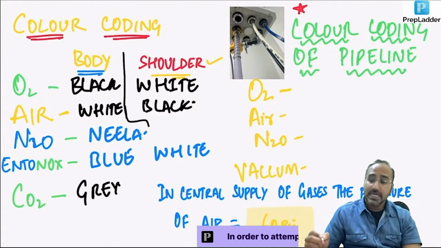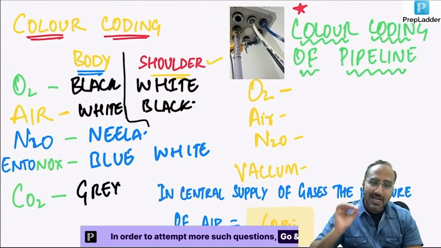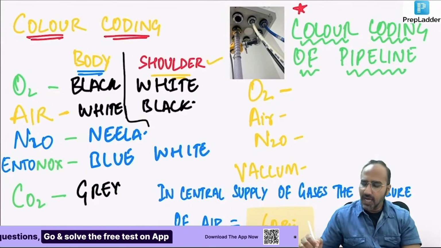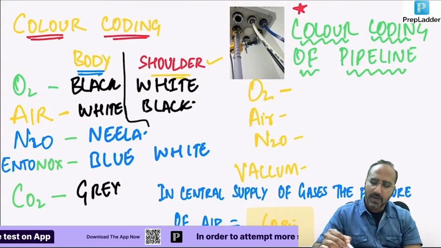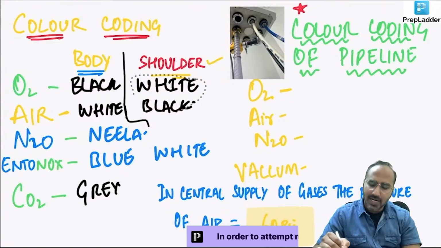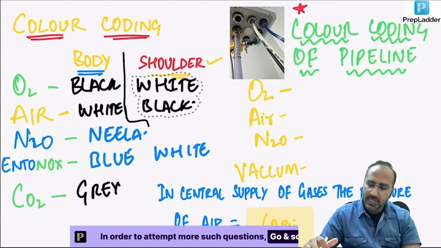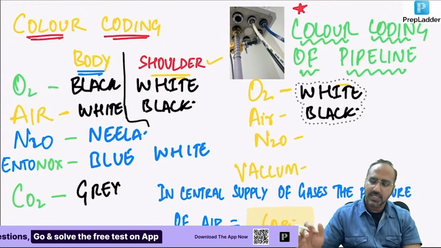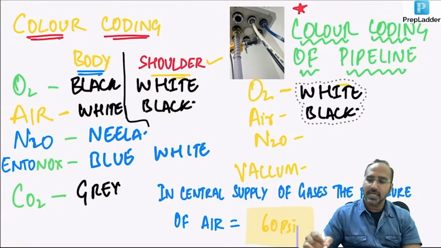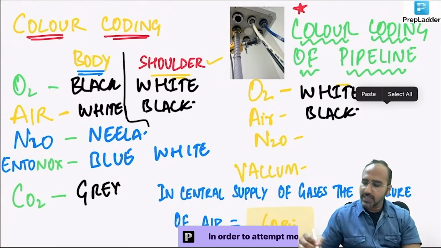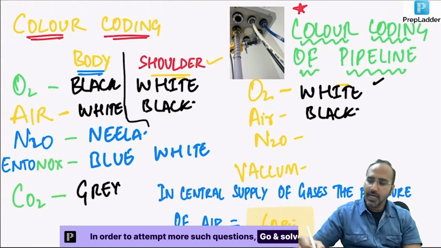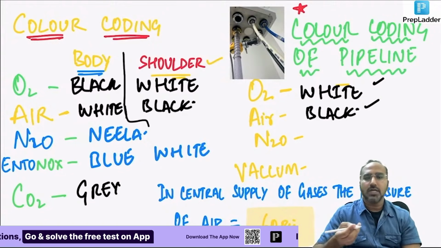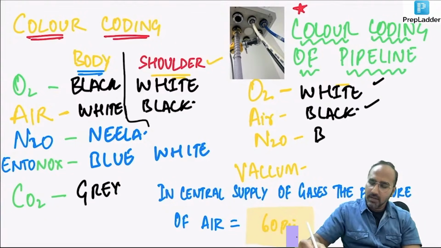Okay. Now, guys, if someone is asking you what is the color coding of the pipeline, it is very simple. Take the shoulder colors of the cylinders and post it over here. It becomes the same. So what is the shoulder color of oxygen, guys? White. So oxygen pipeline color is white. Air pipeline is black. Nitrous pipeline is what? Body and shoulder both are Neela only, so it will be blue color.